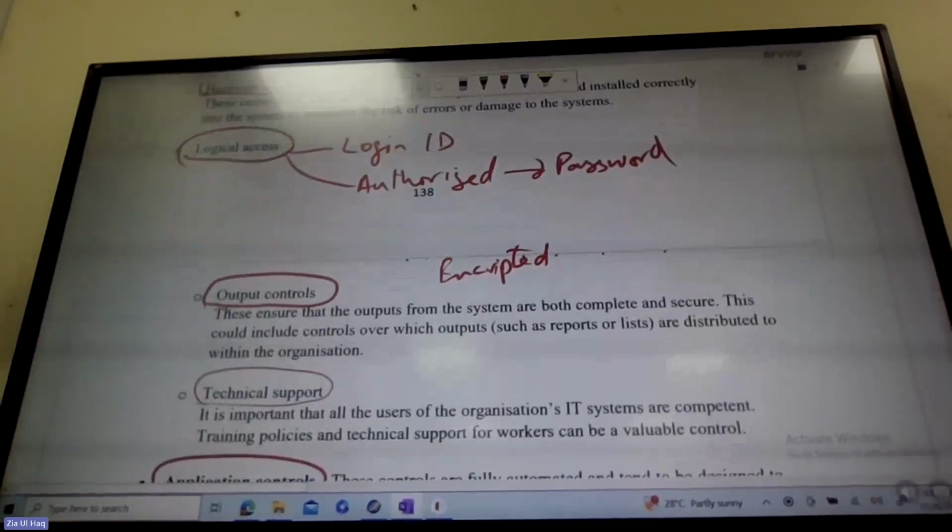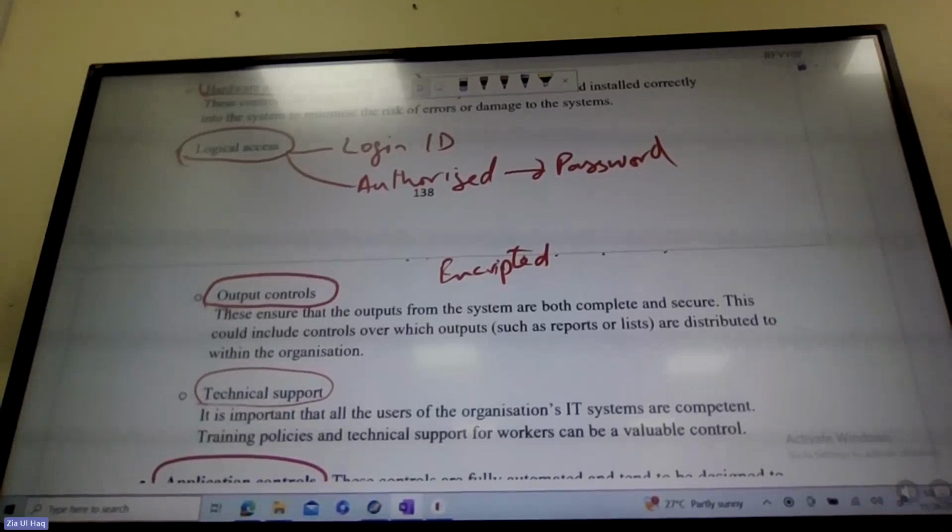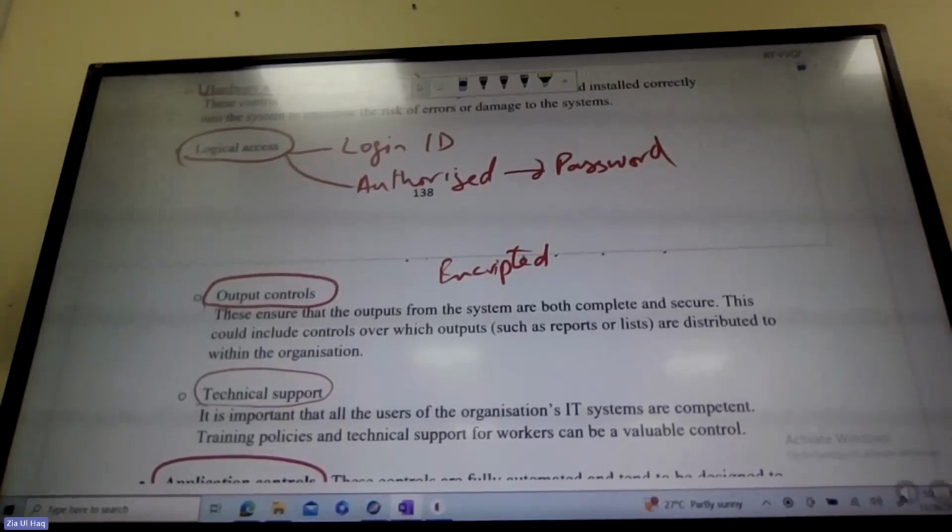And there should be output controls, like sensitive output produced by the system should be transferred by using a password protected file or encrypted file. And there should be technical support, meaning you should have an IT department that can identify and correct problems in the system on a timely basis so that operation can be continued.